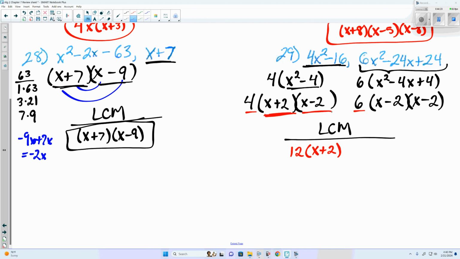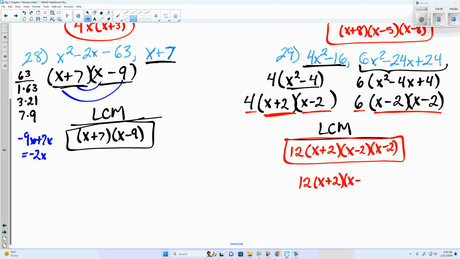Now the one on the left also has 1 x minus 2. The one on the right has 2. So we need it not once, but twice. So this here is the least common multiple. And yes, we could rewrite it as 12 times x plus 2 times x minus 2 squared. Either one of these would work. You just need one of them.